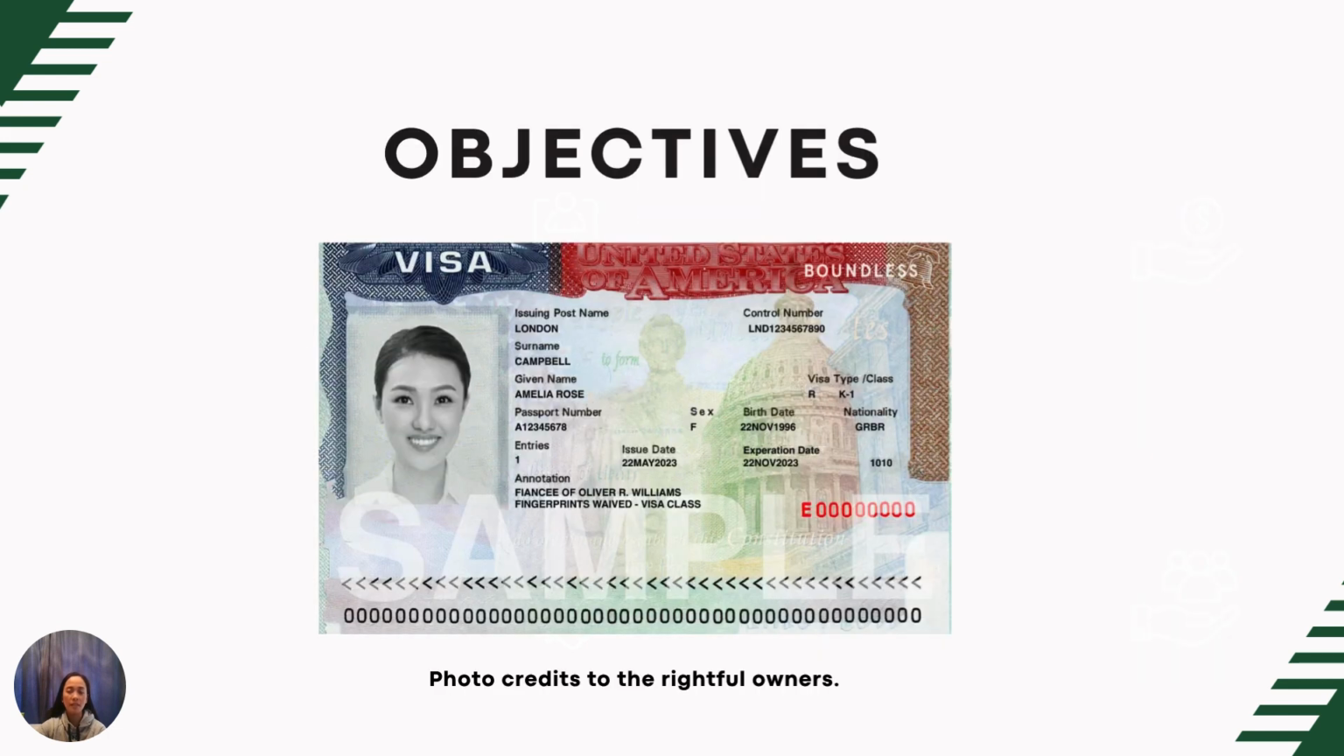So the first step in the process to obtain a K1 visa is for the US citizen fiancé to file the Form I-129F with USCIS. This form aims to prove that the relationship is valid, and the K1 visa allows the US citizen fiancé to bring the foreign fiancé to the United States for the purpose of marriage and becoming a lawful permanent resident. On the screen, guys, is a sample picture of an actual K1 visa.